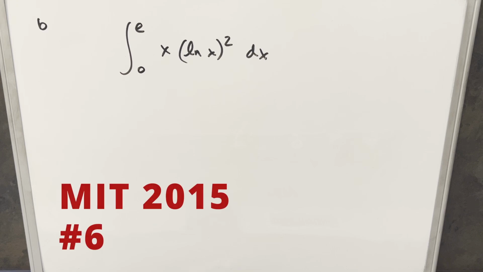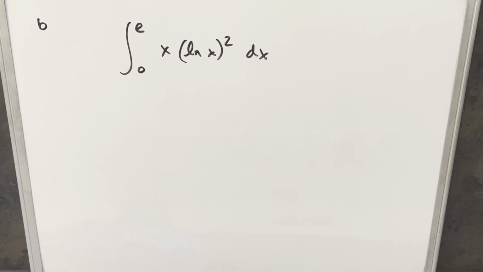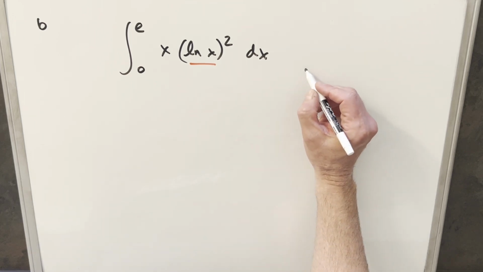Okay, we have here today another interesting integral from the MIT Integration Bee from 2015, number 6. We have the integral from 0 to e of x (ln x)^2 dx. Whenever we have ln x, the thing I'm usually thinking about is either integration by parts or u substitution, or both. In this case, I prefer to use a u substitution first just to kind of clean it up a little bit.